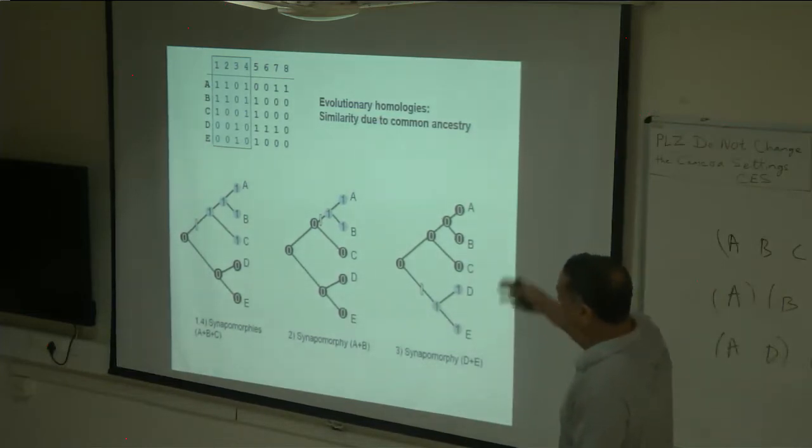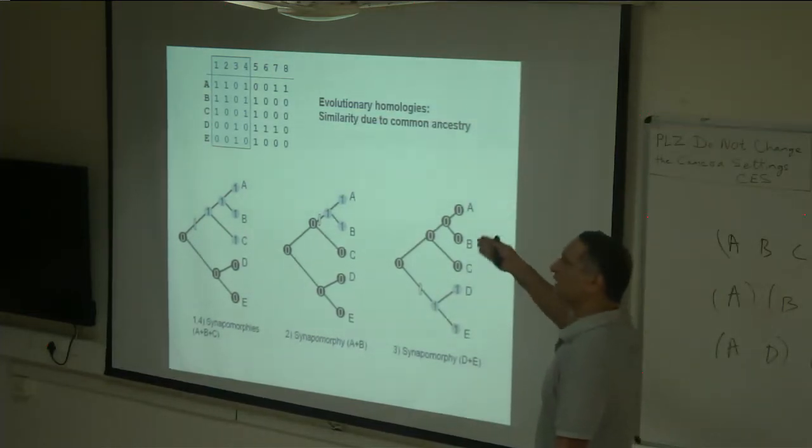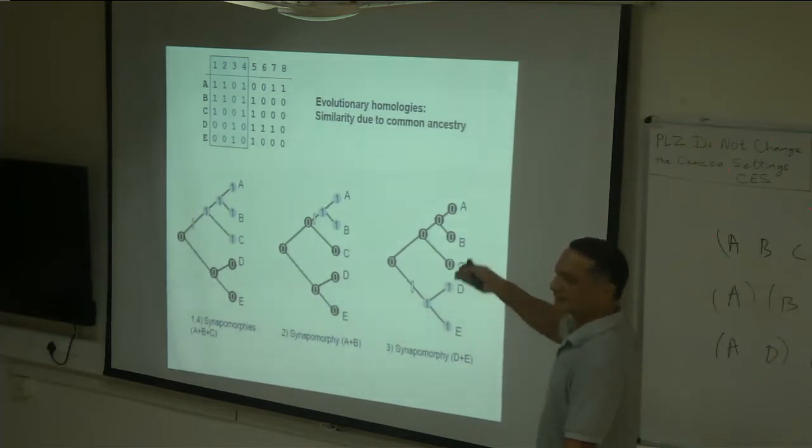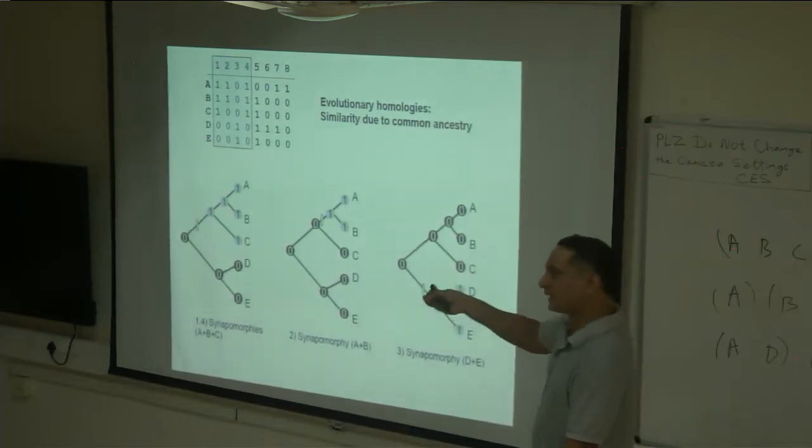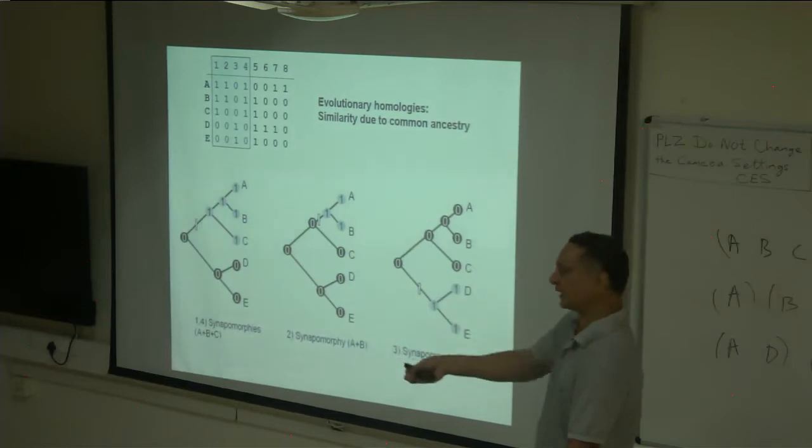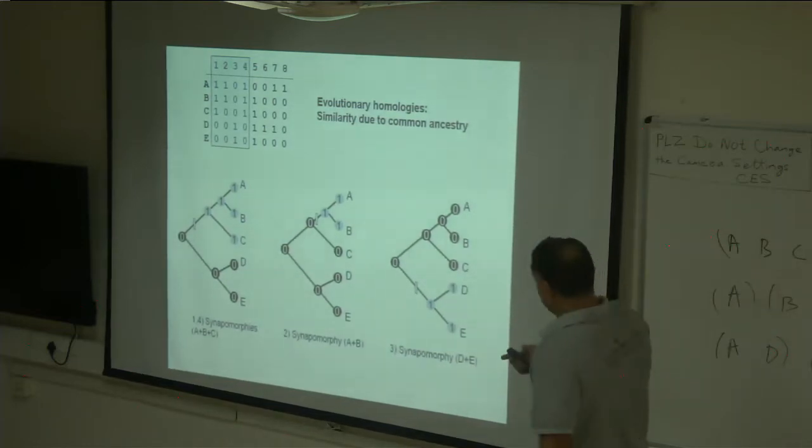So let's just assume that in the examples we are looking at, synapomorphies are derived characters, so the ancestral state was absence of that character. Okay.